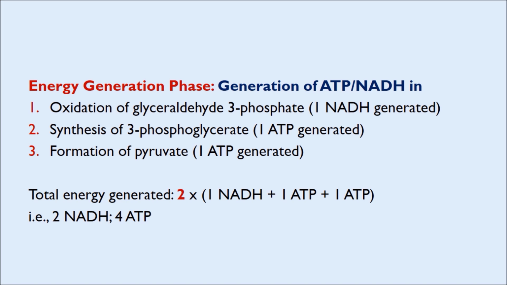And we know that 2 molecules of glyceraldehyde 3-phosphate enter into the subsequent steps of glycolysis, starting from 1 molecule of glucose. So the total energy generated will be double the energy from each of the products which are generated after the reactions of glyceraldehyde 3-phosphate onwards. So the total energy generated equals 2 times NADH, 1 ATP and 1 ATP. So 2 NADH and 4 ATP molecules will be generated in the energy generation phase.